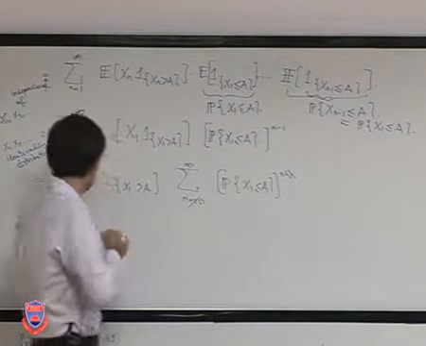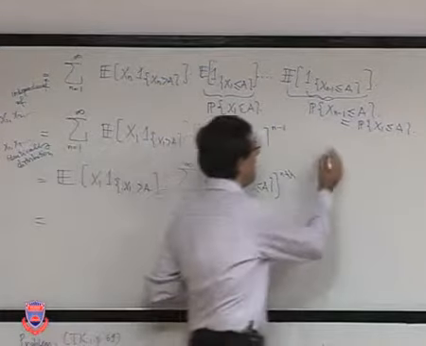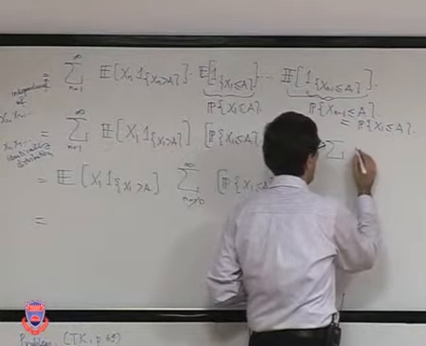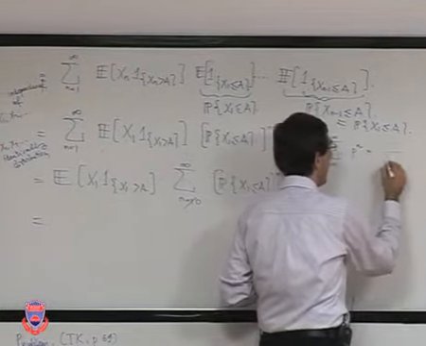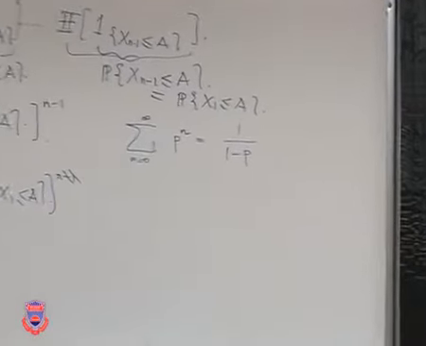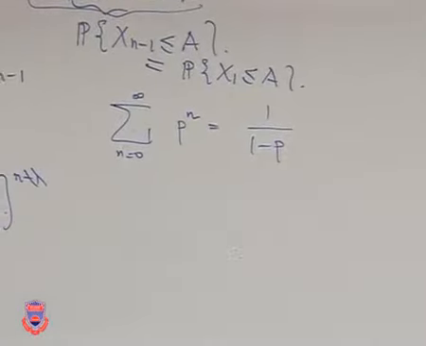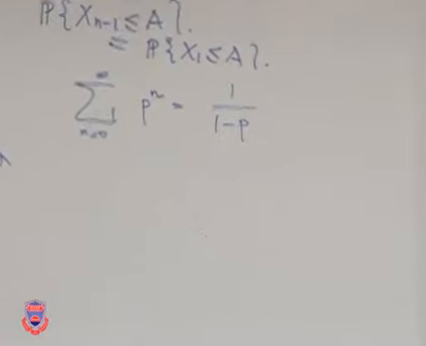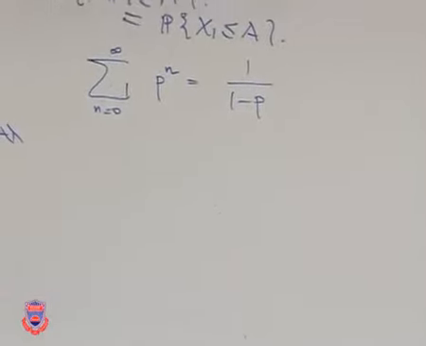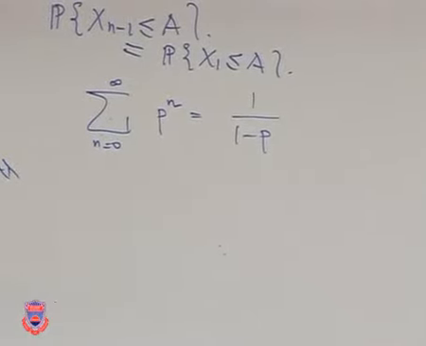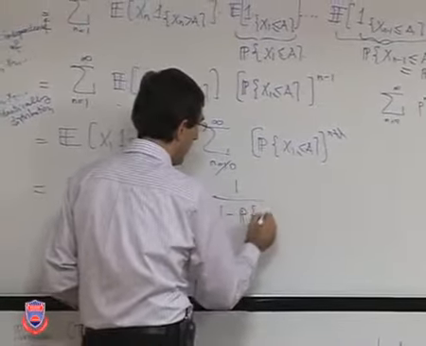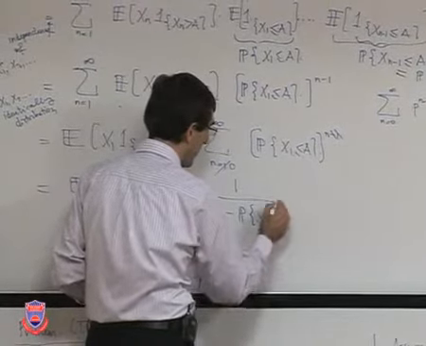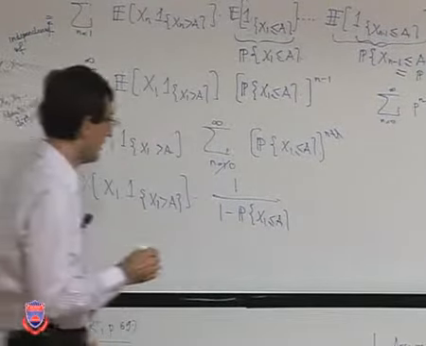It's a geometric series, which we all remember. So you have p to the power n, and from 0 to infinity it is given by 1 over 1 minus p. That applies when p equals that probability. So you have this unconditional expected value, and now this is 1 over 1 minus the probability that x1 is less than or equal to a. We have a much simpler answer.